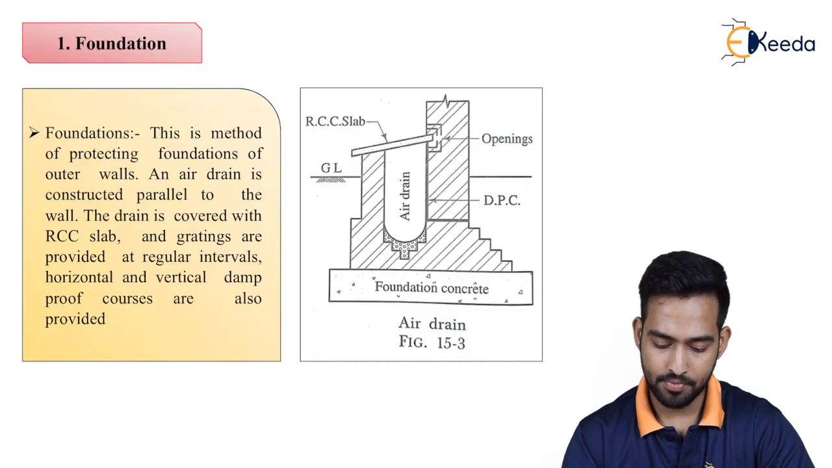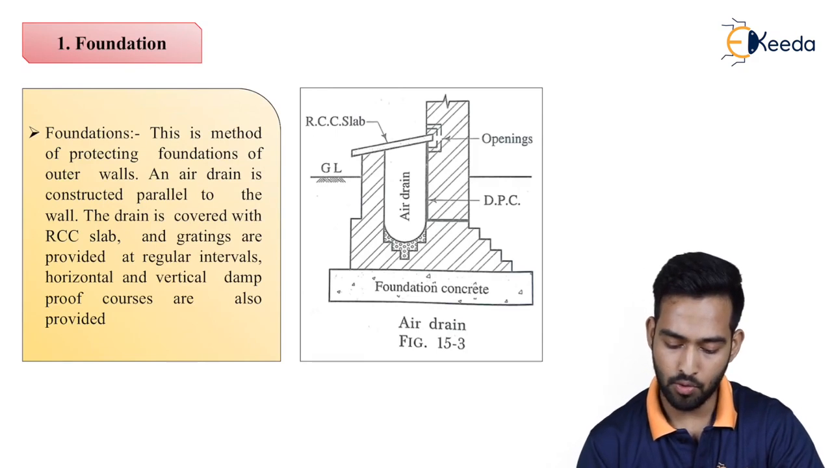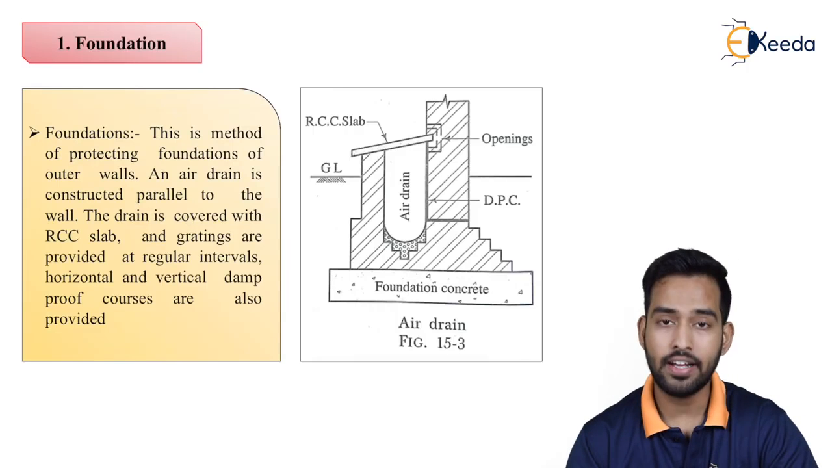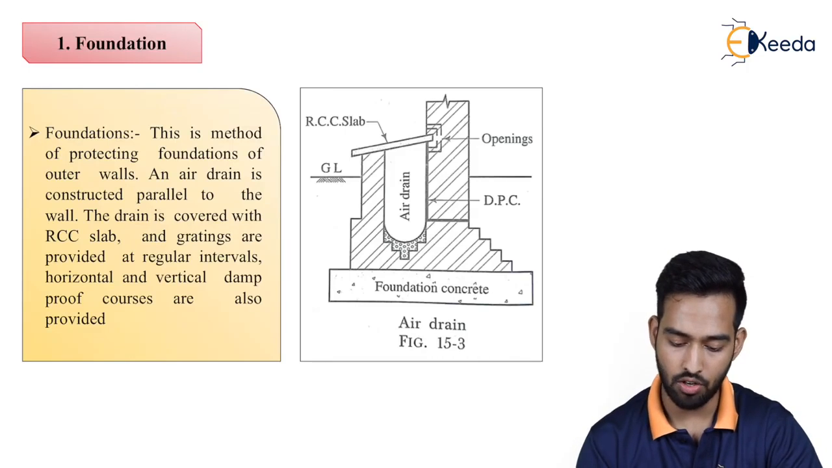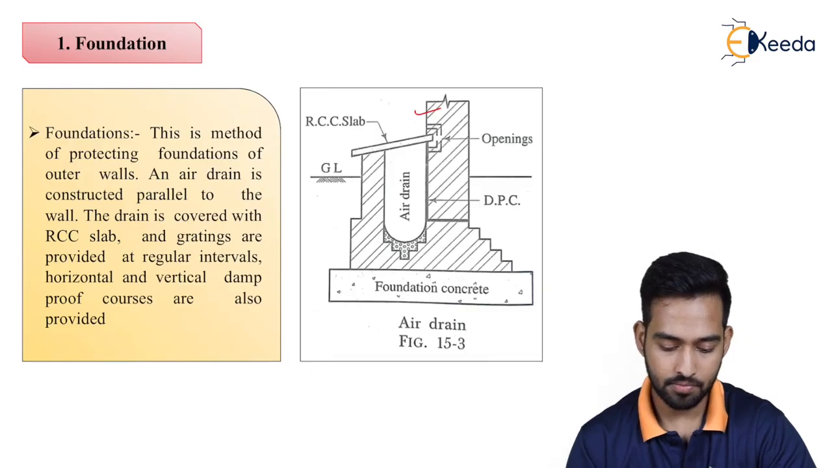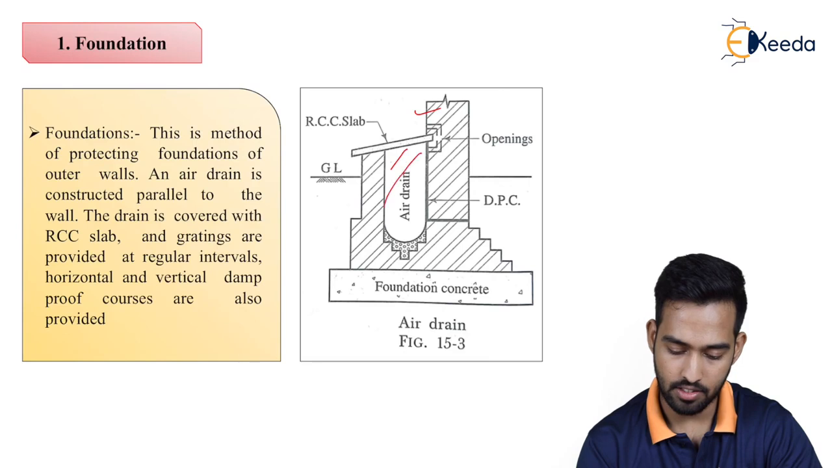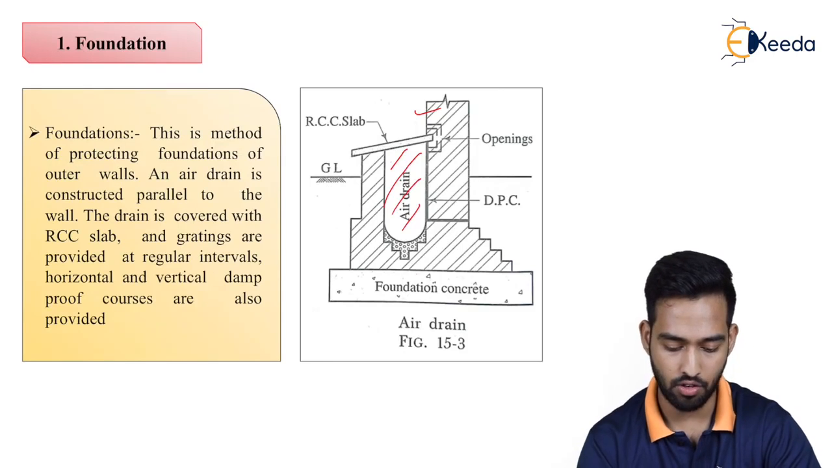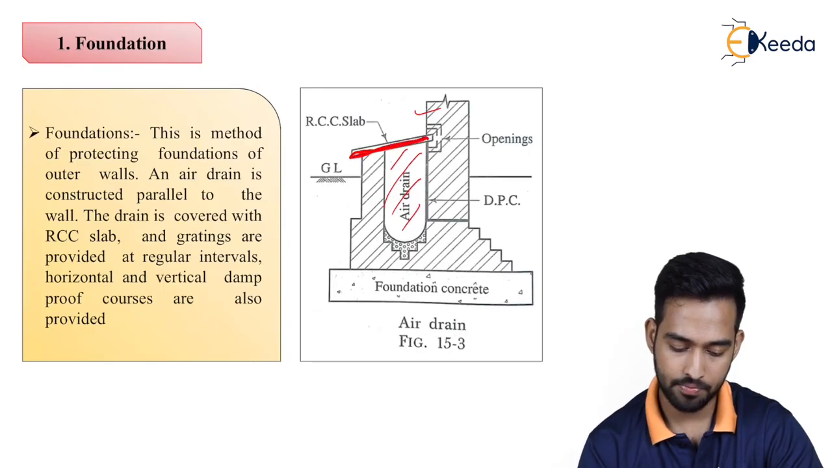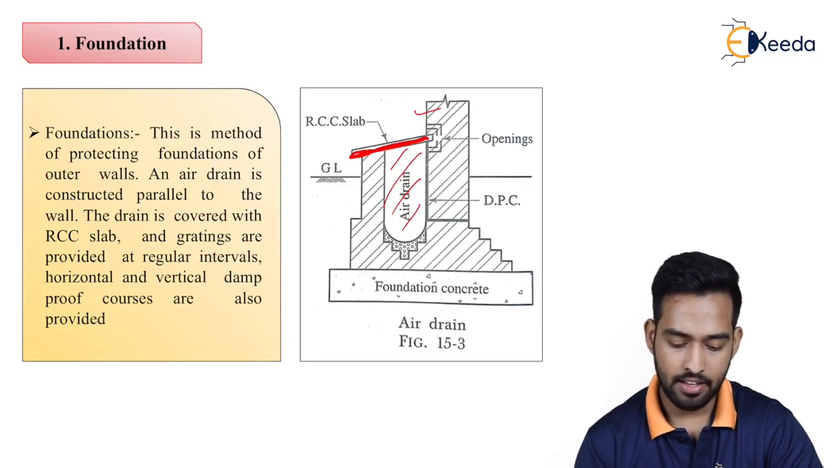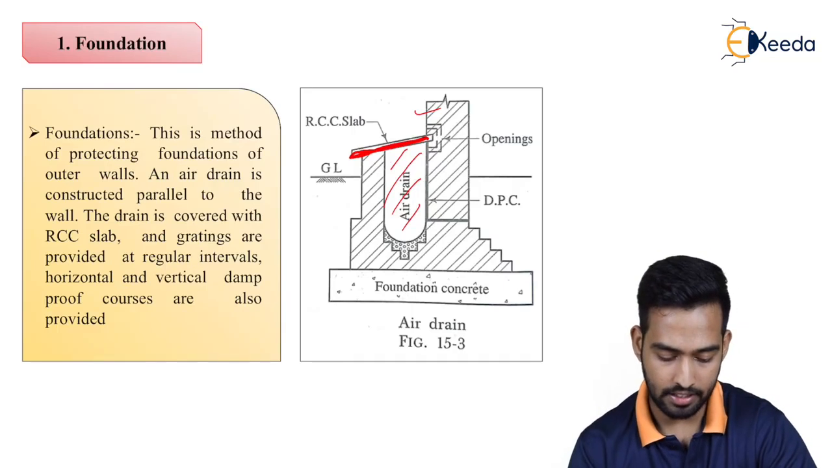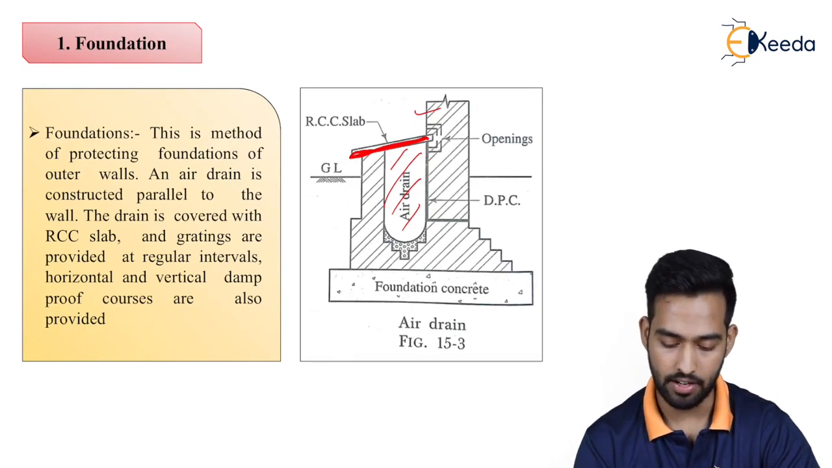As you can see, in foundations we generally provide what? Air drains. This is the method of protecting foundations of outer walls. This is your outer wall. An air drain is constructed parallel to the wall. As you can see, we have constructed the air drain parallel to our wall. The drain is covered with an RCC slab and gratings are provided at regular intervals. Horizontal and vertical damp-proof courses are also provided.